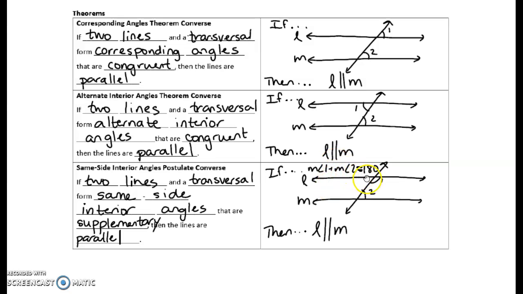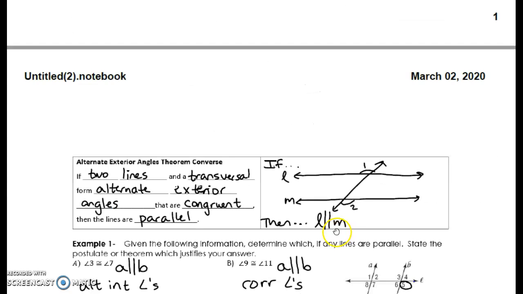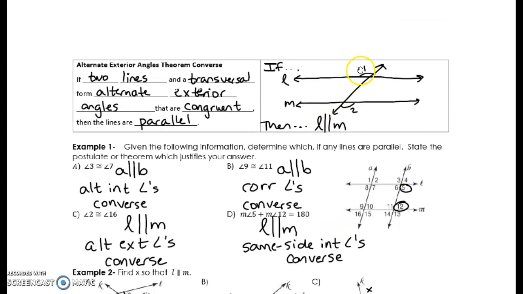If you have same side interior angles that are supplementary, this is the one that's different. So if angle 1 and angle 2 in this picture add up to 180, then you know your lines are parallel. And then the last one is if you have alternate exterior angles that are congruent, then that means that your lines are parallel.